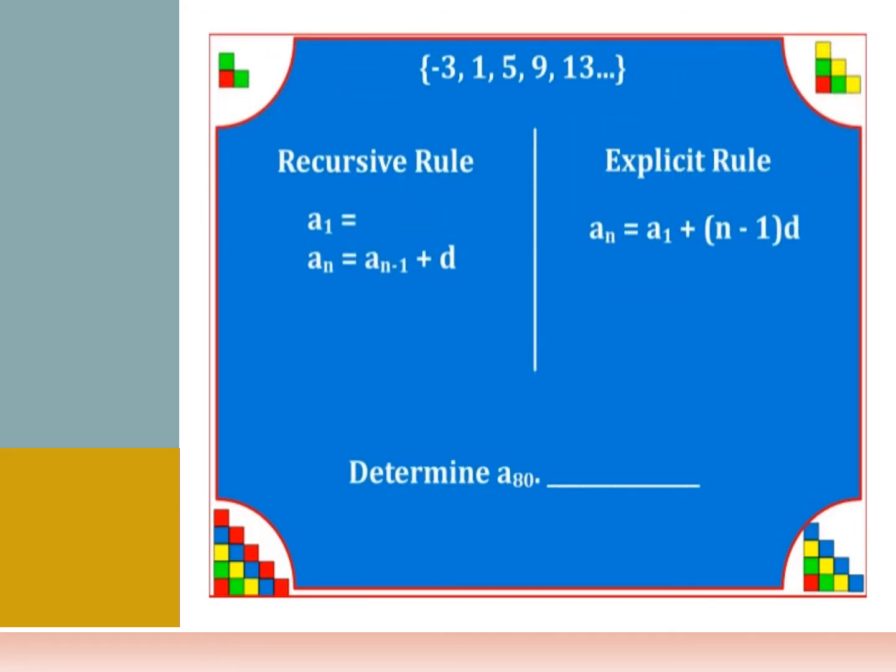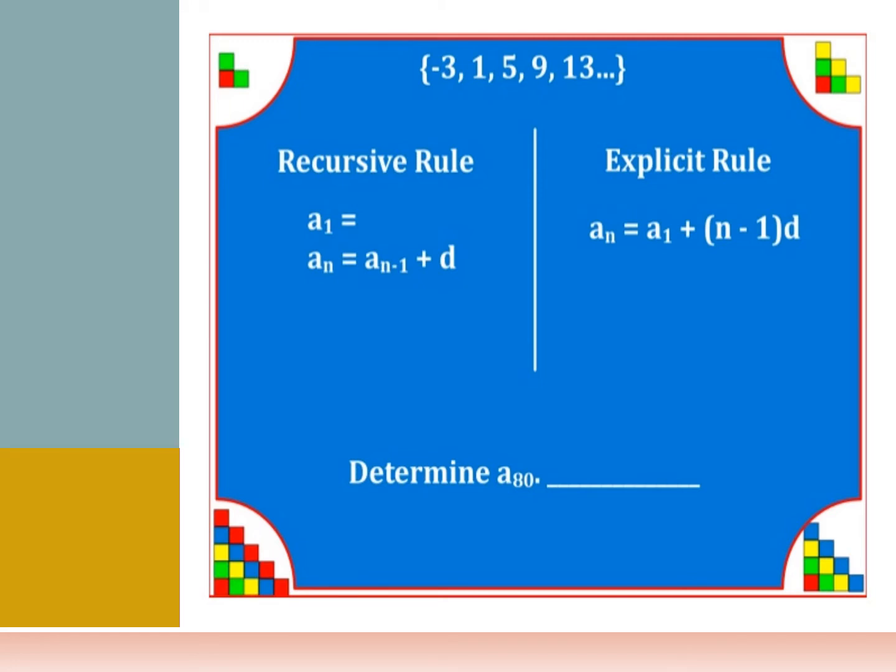For this sequence, minus 3, 1, 5, 9. So if you see, 9 minus 5 is 4, 5 minus 1 is 4. So the value of d is 4. Now for the recursive rule, a1, the initial term, is minus 3. So an equals an minus 1 plus 4 for the recursive rule.